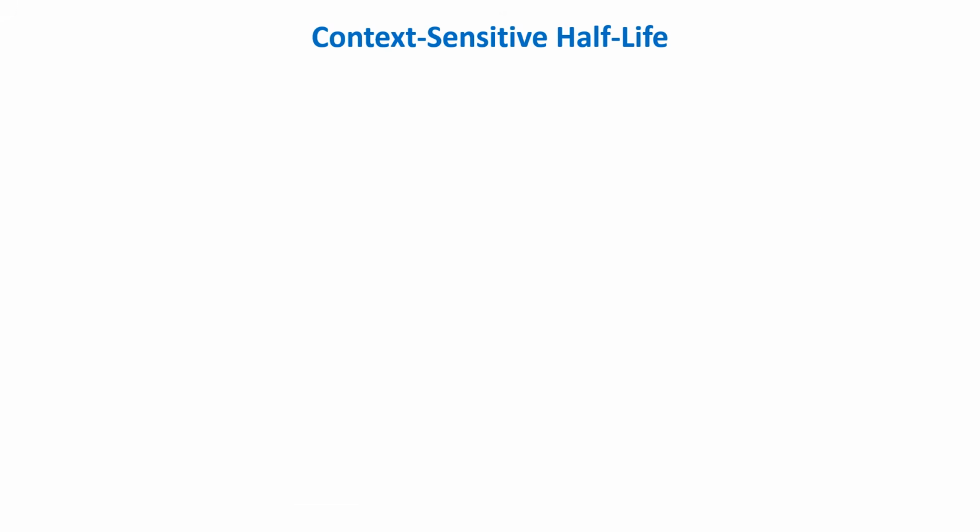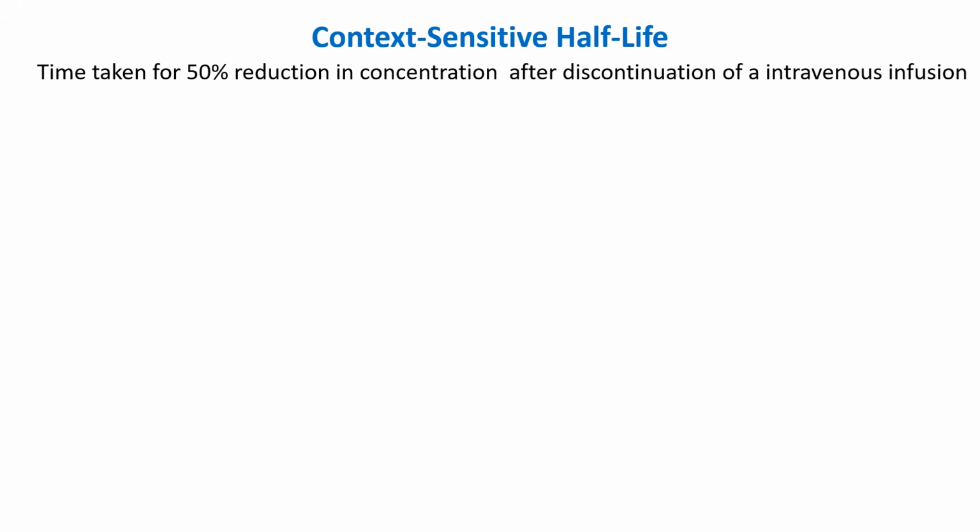Context-sensitive half-life is particularly important for intravenous infusion of drugs. The context-sensitive half-life refers to the time required for the concentration of drug in plasma to decrease by 50% after discontinuation of continuous intravenous infusion. The term context-sensitive indicates that the half-life is influenced by the duration of drug infusion, or the context in which the drug was administered. After an infusion is stopped, the drug redistributes from the peripheral compartments or tissues back into the central compartment or plasma, which can prolong the time it takes for the plasma concentration to decrease.